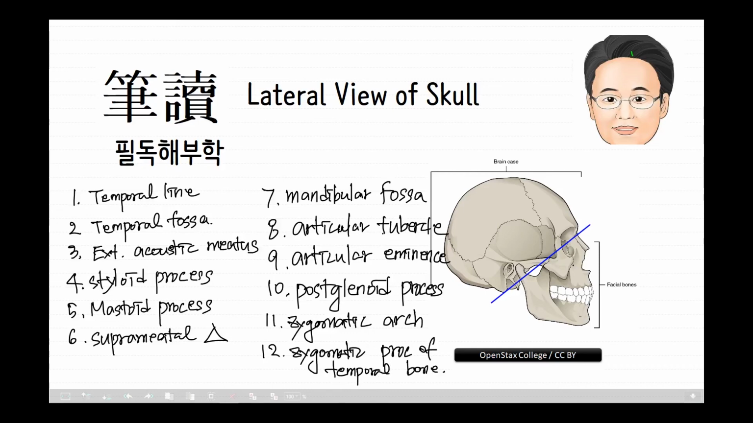In this figure, number 1 is like this. Number 2, temporal fossa is here. Number 3, external acoustic meatus is here. Number 4, styloid process is here. Number 5, mastoid process is here. Number 6, suprameatal triangle is probably located here. Number 7, mandibular fossa is here.